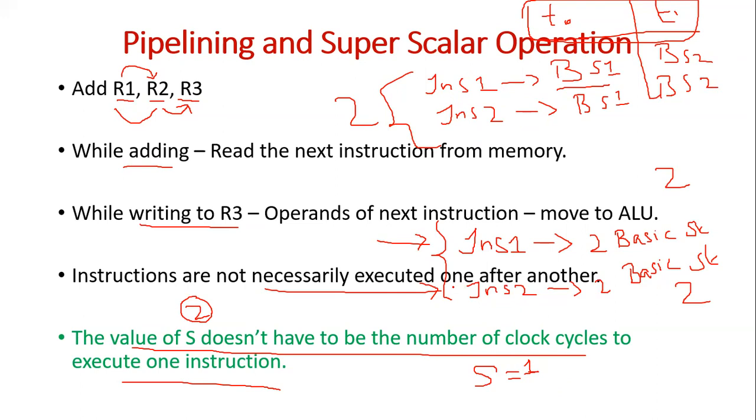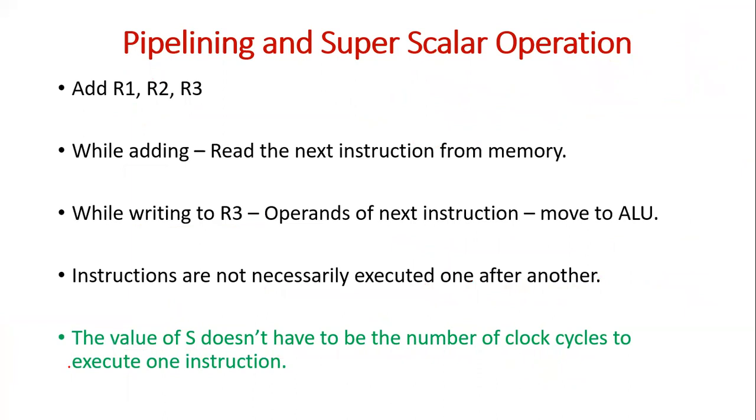But in the sequential case that is not so. For two instructions you are taking four clock cycles, so for one instruction, two clock cycles. This is how the effective value of S can be reduced. That is what this line says: the value of S doesn't have to be the number of clock cycles to execute one instruction. When you use pipelining, things may change.